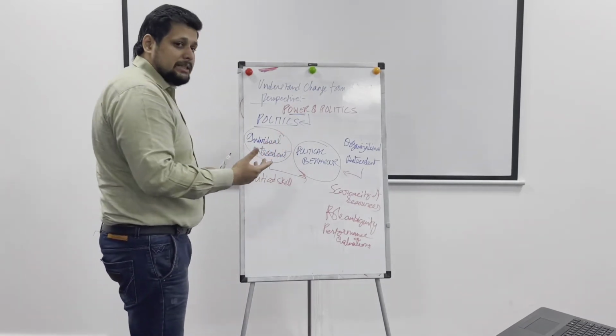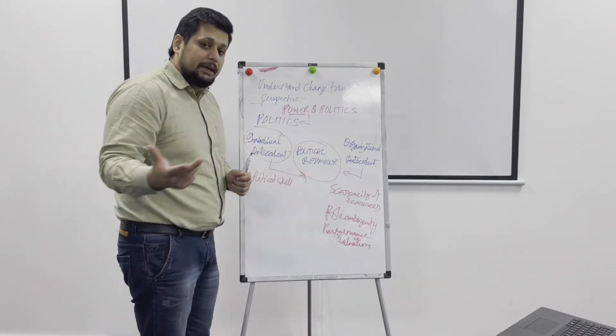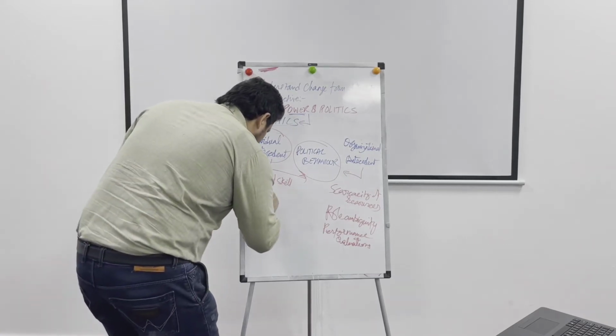In individual antecedents, you will find, as I said, political skill. You have political skill. That's why you are showing political behavior. The other example could be internal locus of control.